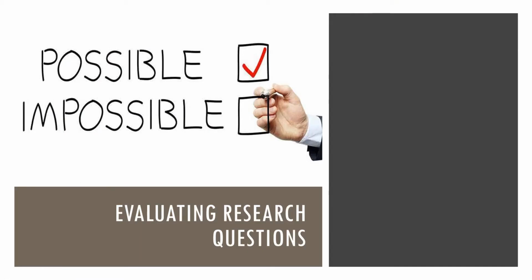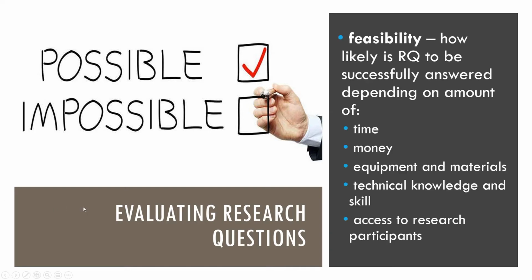Feasibility. A second important criteria for evaluating research questions is the feasibility of successfully answering them. There are many factors that affect feasibility, including time, money, equipment, materials, technical knowledge and skill, and access to research participants. That one is very important. Clearly, researchers need to take these factors into account so they don't waste time and effort pursuing research that they cannot complete successfully. Looking through a sample of professional journals in psychology will reveal many studies that are complicated and difficult to carry out.